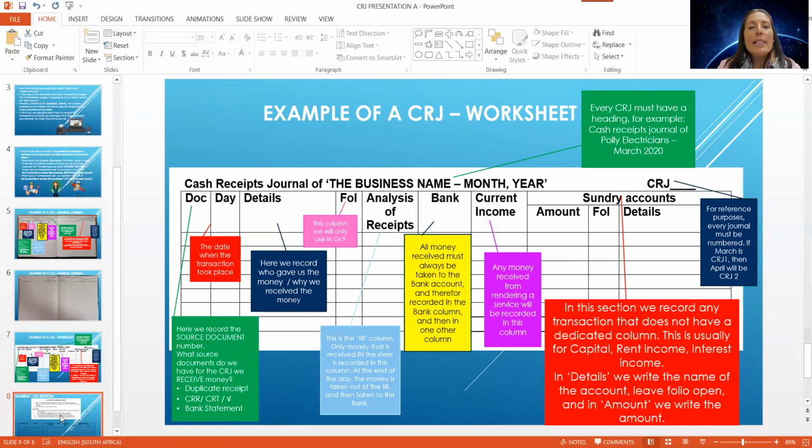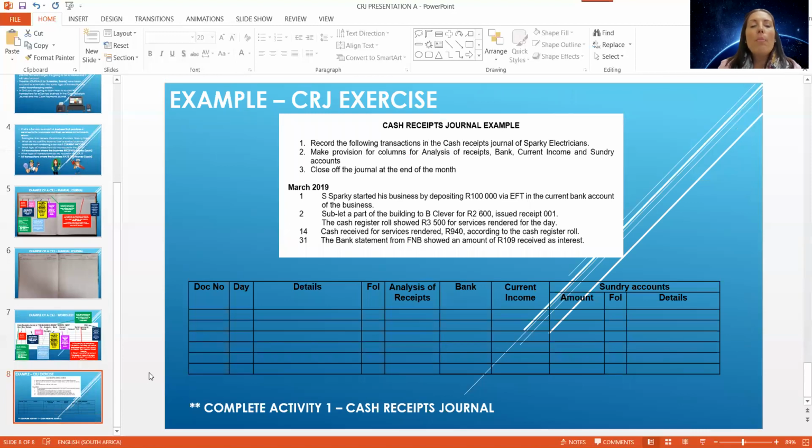Okay, grade 8, let's go and have a look at how to complete a cash receipts journal. So here is an example. I'm going to try my best once again to enter it here on the slide as we work, so please just bear with me. Right, so here is an example of what you will see for a business and how to record those transactions. The instructions are: record the following transactions in the cash receipts journal of Sparky Electricians, so that's the name of the business. Make provision for columns for analysis of receipts, bank, current income, and your sundry accounts. So they tell us what to open.